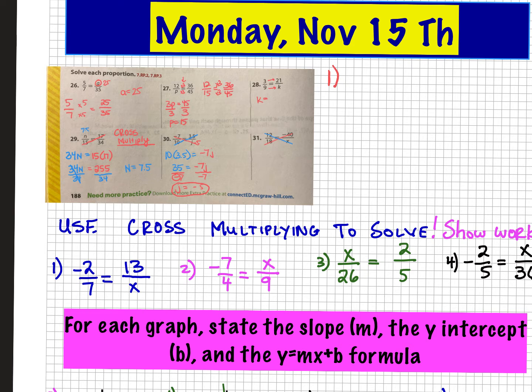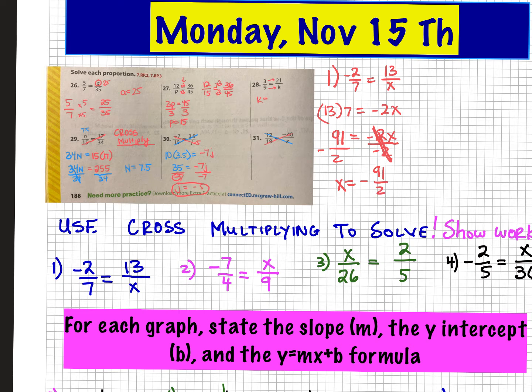So for number 1, we have -2/7 equals 13 over x. And I'm going to cross multiply, so 13 times 7 equals -2x. Alexa, what's 13 times 7? 13 times 7 is 91. 91 equals -2x. Now, if I divide by -2, there's my fraction. I can't reduce that anymore. So x equals -91 halves.